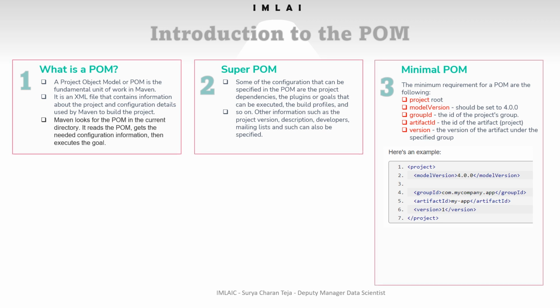Then let's look into one example, which is written in an XML file that you can see on the screen. The main tag is the project tag. Inside that, all other tags are mentioned as we were discussing just earlier. Model version, that's 4.0.0, group ID, you can give com.mycompany.app, and artifact ID, that's my-app, and version 1. That's how it looks.